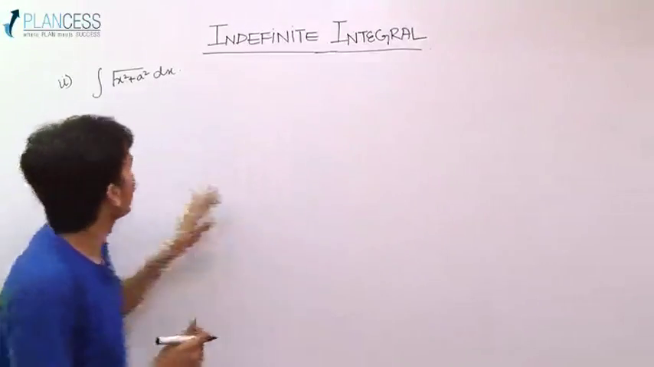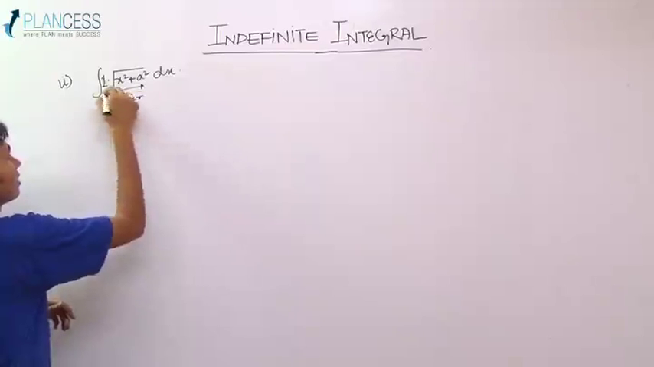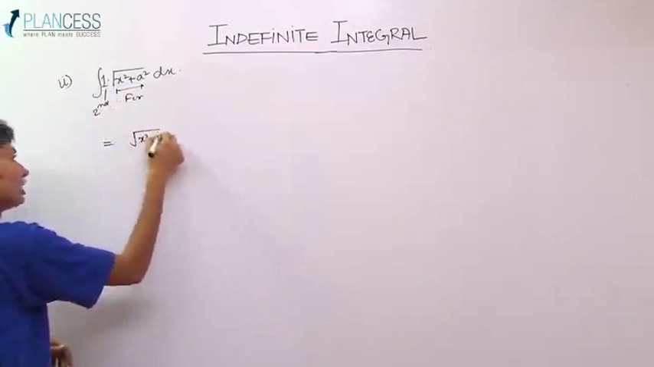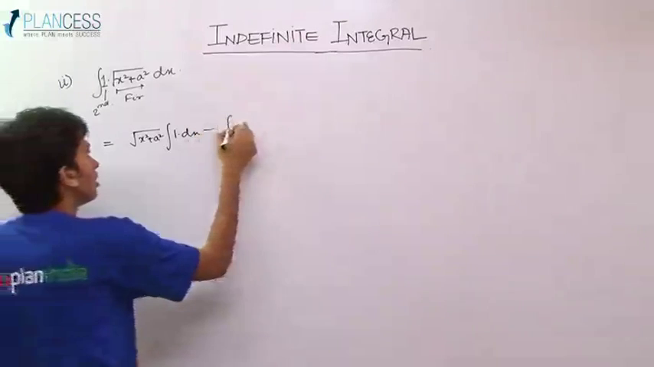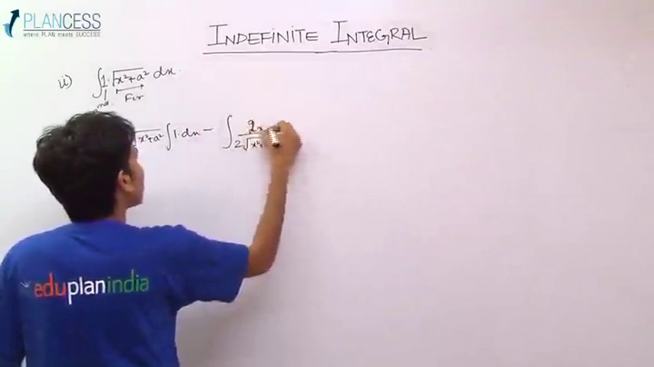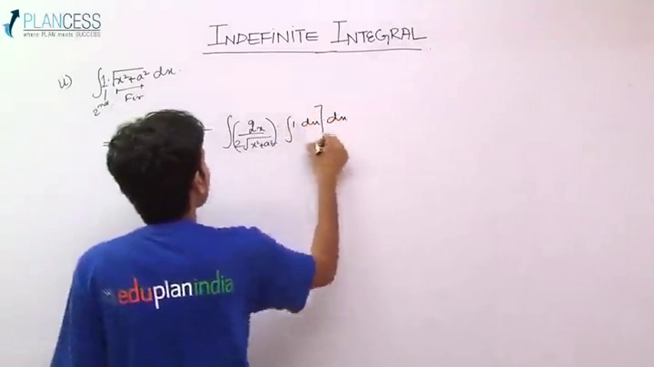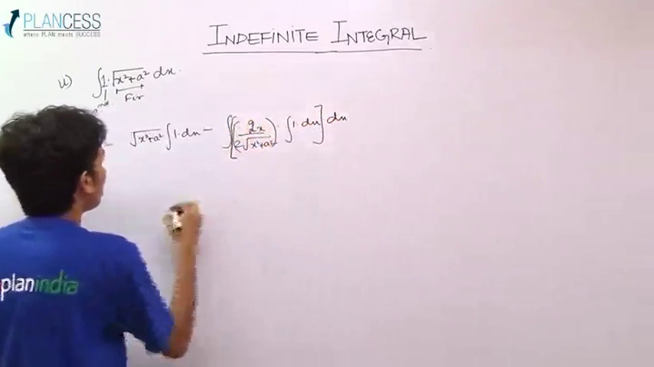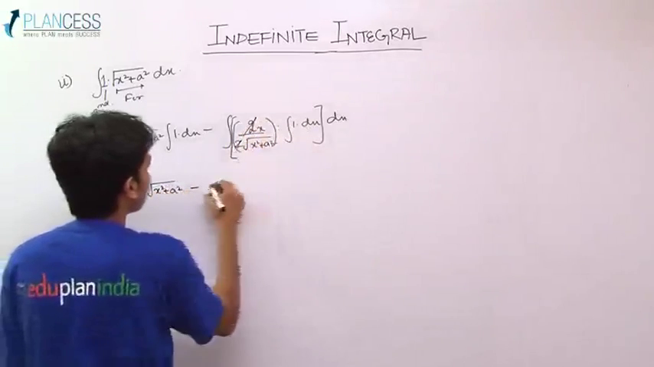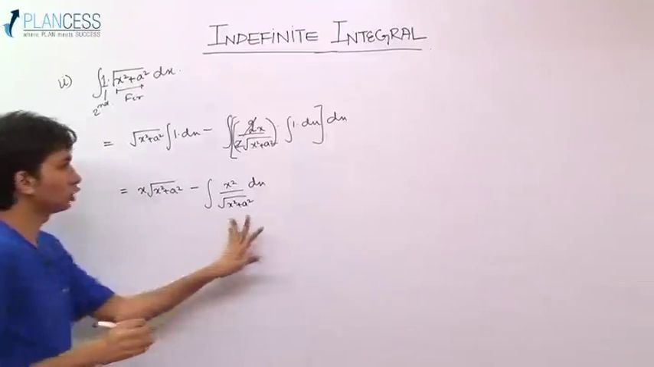So as I have already told you, we will be using integration by parts. So obviously we will assume 1 as the second function. So this is the first function, and this is second. So again applying, we have root x square plus a square remains there, integral 1 dot dx, minus derivative of this, which is 1 by 2 root x square plus a square into 2x, dot integral of 1 dot dx, and then dx, okay. So this is x root x square plus a square, this cancels out, this becomes x square upon root x square plus a square dx.